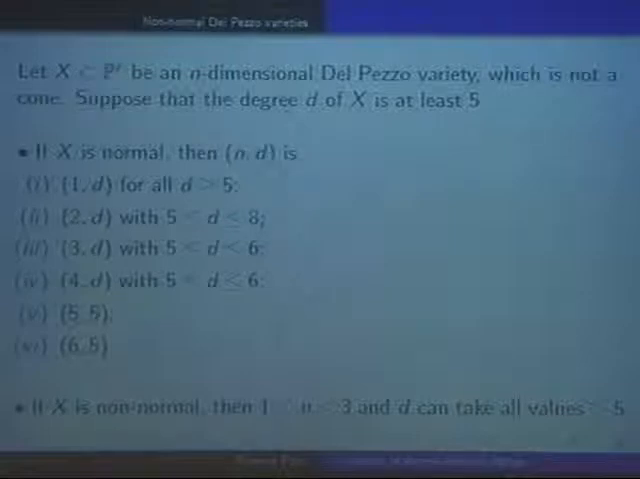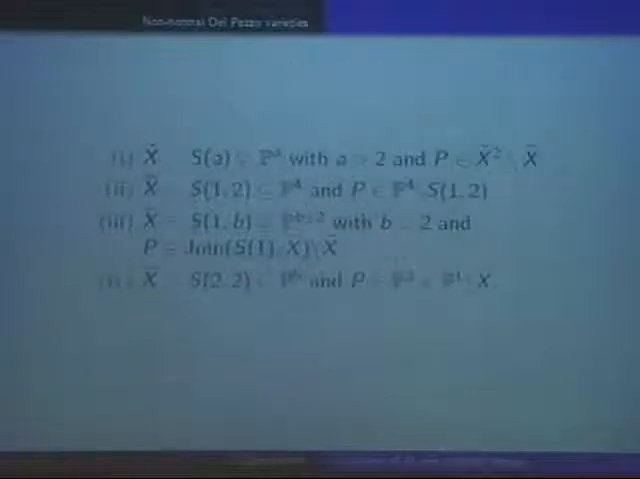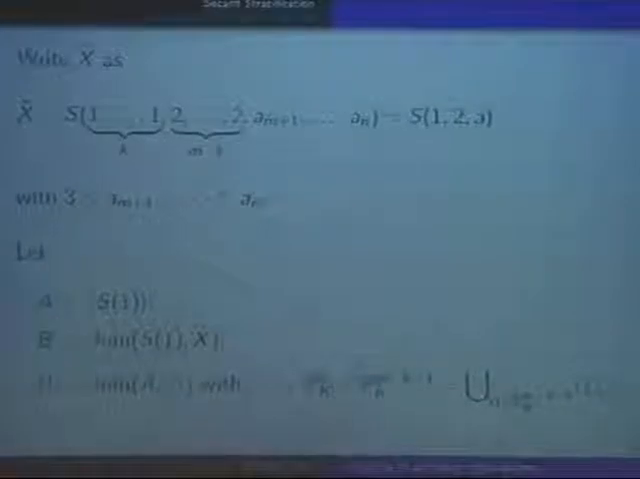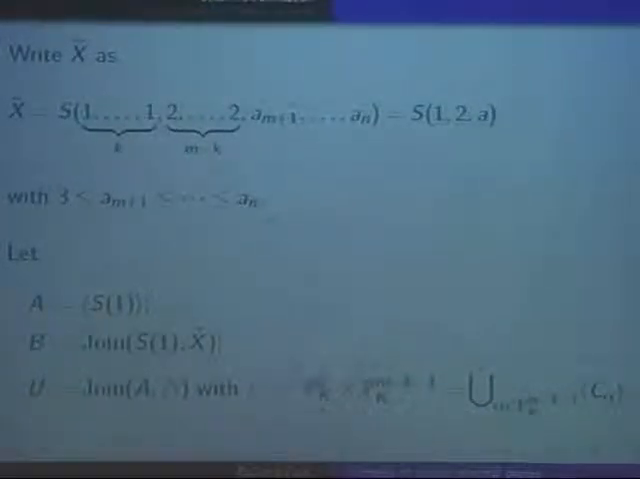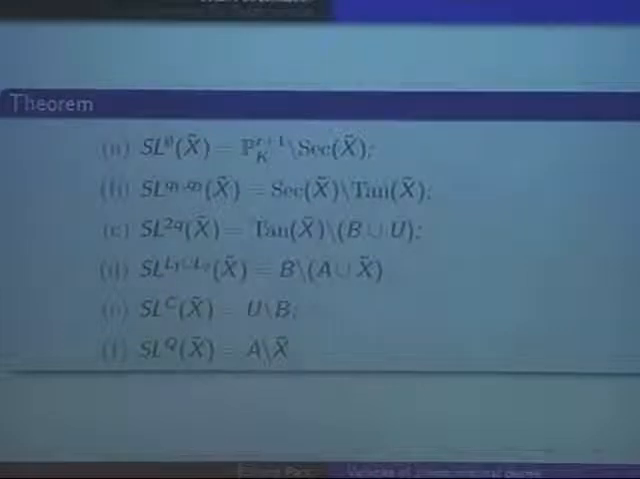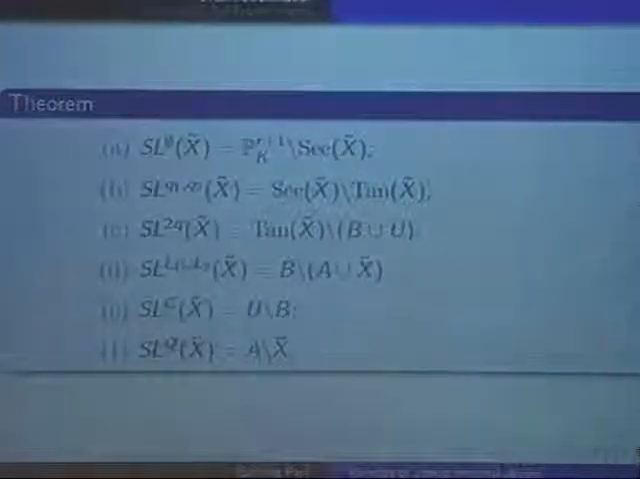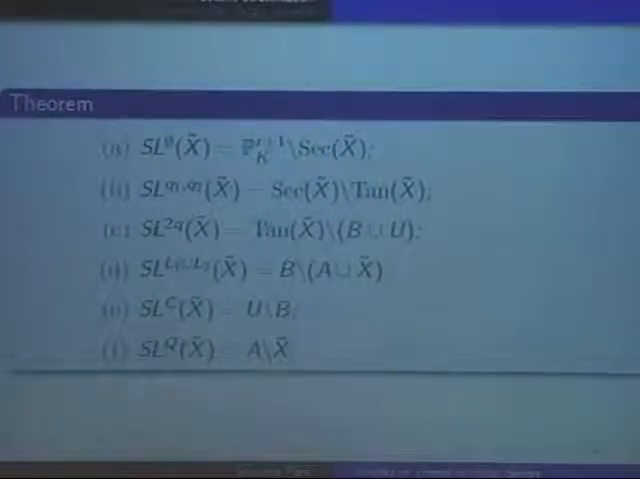Now let me return to the description of the second stratification. Although this result gives a precise stratification, if we have a given point, then it is not easy to determine the second locus because it is difficult to check if a point is contained in A or B or C. So now I will describe the defining equations of these strata.